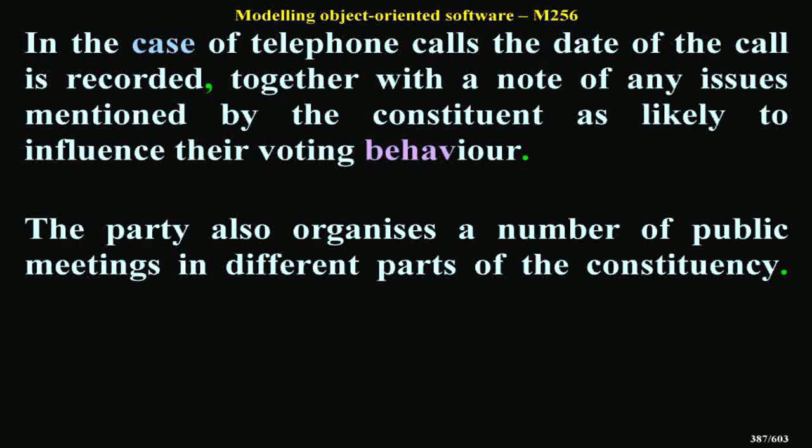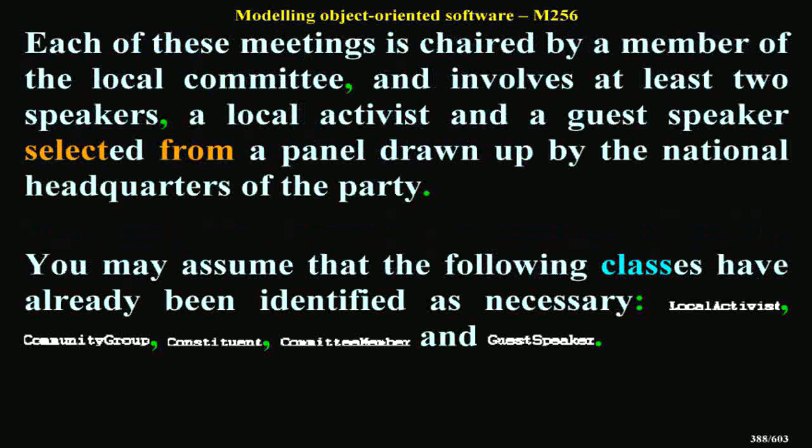The party also organizes a number of public meetings in different parts of the constituency. Each of these meetings is chaired by a member of the local committee, and involves at least two speakers, a local activist and a guest speaker selected from a panel drawn up by the national headquarters of the party. You may assume that the following classes have already been identified as necessary.